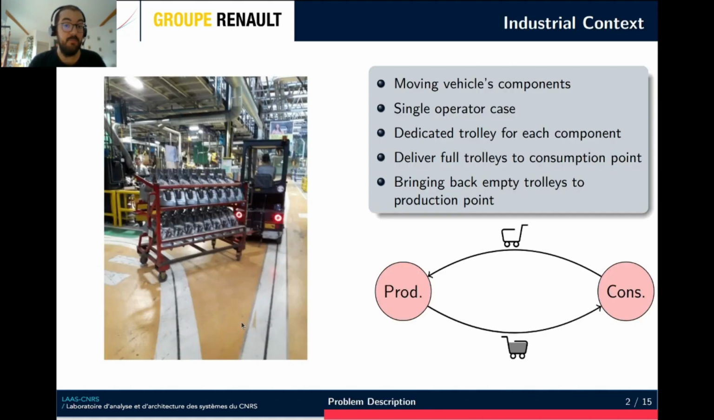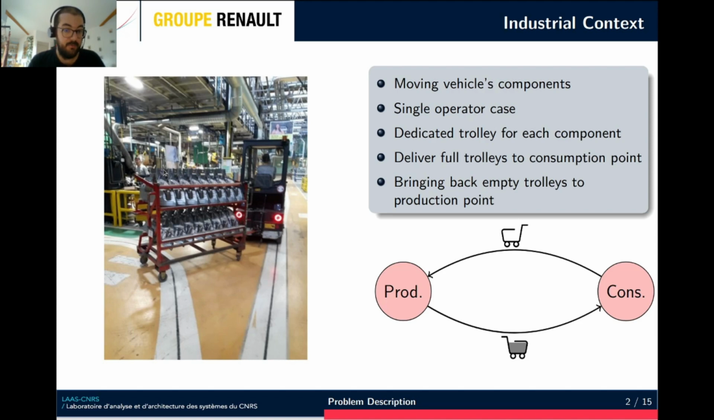So we are interested in planning moves of vehicle components across an assembly line. We have logistic operators who are in charge of collecting components from their production station and delivering them to their consumption point. Here we only deal with a single operator case. And these components are carried over using trolleys, and each trolley is specific to a component. So those trolleys can be stacked into a train, which is bounded in length. So this is a constraint.